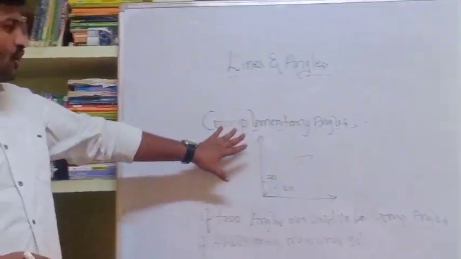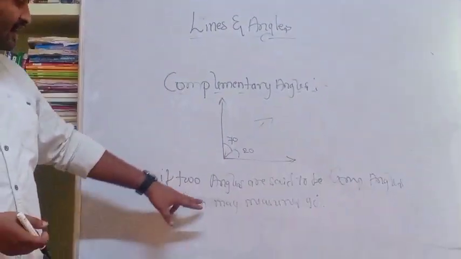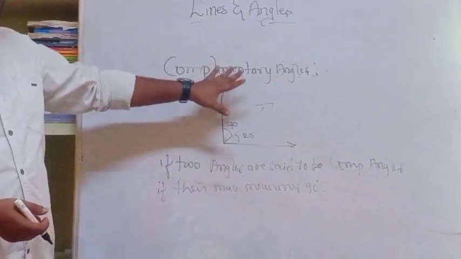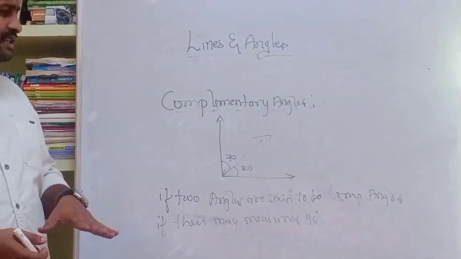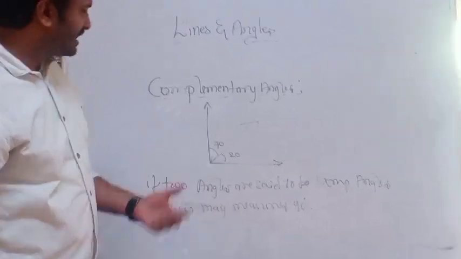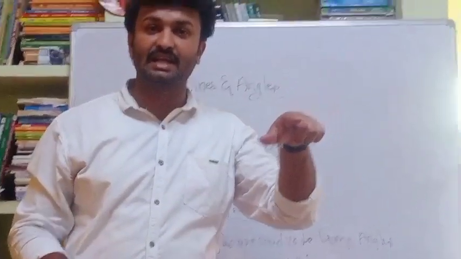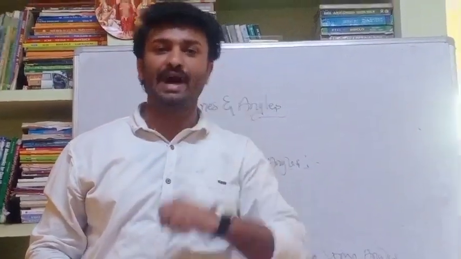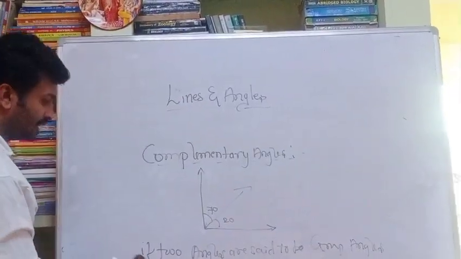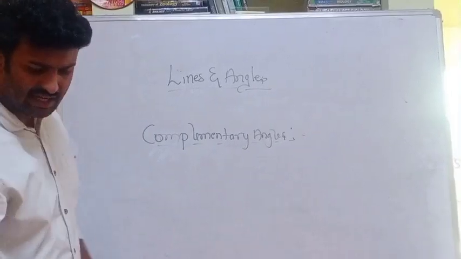The definition of complementary angles is: if the magnitudes of two angles measure 90 degrees, they are called complementary angles. Next one: what are supplementary angles? Two angles are said to be supplementary if their magnitudes measure 180 degrees. We have to divide 180 into two angles. For example, 120 and 60.